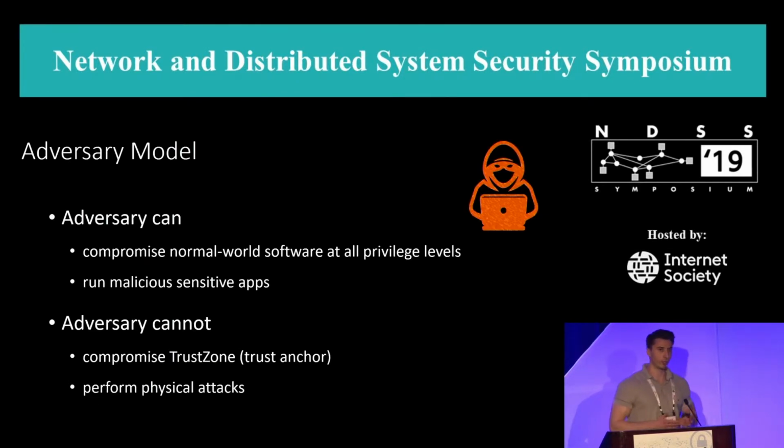So the adversary model that we usually assume for such a security architecture is one where the adversary can compromise all of the code in the normal world, so on all privilege levels, and it can even run a malicious sensitive app. But what the attacker cannot do is compromise the TrustZone, because this is the trust anchor here, and he will also not perform physical attacks.